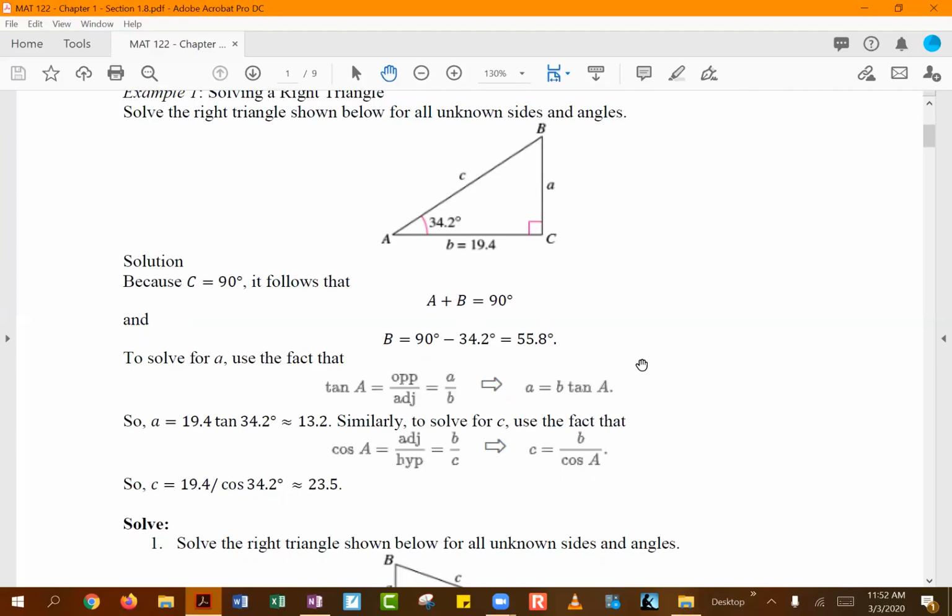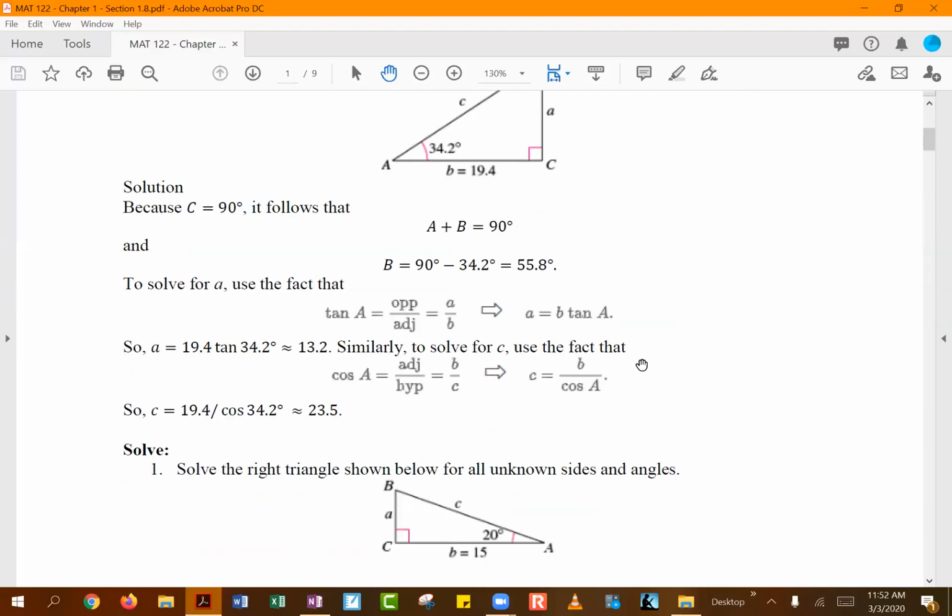So you can see for finding side A, we're actually using the tangent function, opposite over adjacent. Since we already have the adjacent side, you can use the angle measurement and 19.4 to calculate your side A. So that means tangent of 34.2 would be missing number x over adjacent side of 19.4. And you can see we end up multiplying 19.4 with tangent of 34.2 degrees to get your 13.2. And we're actually using that same idea to find the hypotenuse. And this time we're using the cosine of A function, adjacent over hypotenuse, to find the missing side of the hypotenuse.